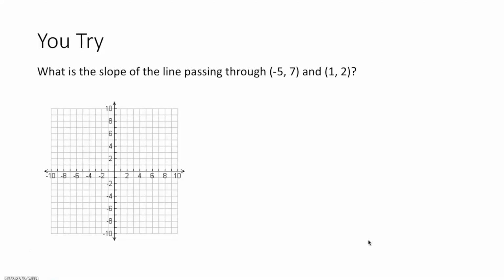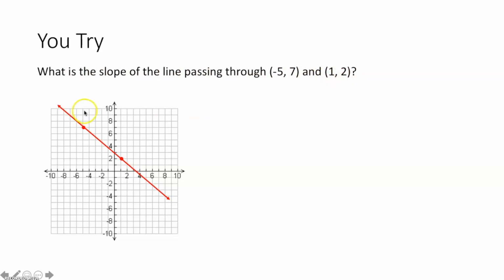You try. Again, we don't have a formula, so we're going to plot these points. We have -5, 7. I'm going to go over -5 on my x-axis and up 7 on my y-axis, and put a point. Then 1, 2: I'm going to go over 1 on my x-axis and up 2 on my y-axis, and put a point. I'm going to draw a line through those points because we want the slope of the line passing through these points.